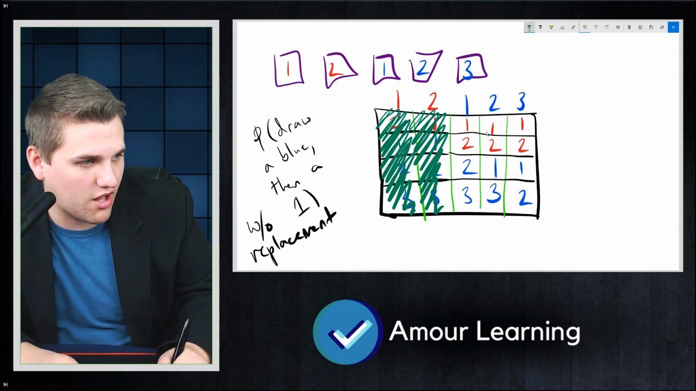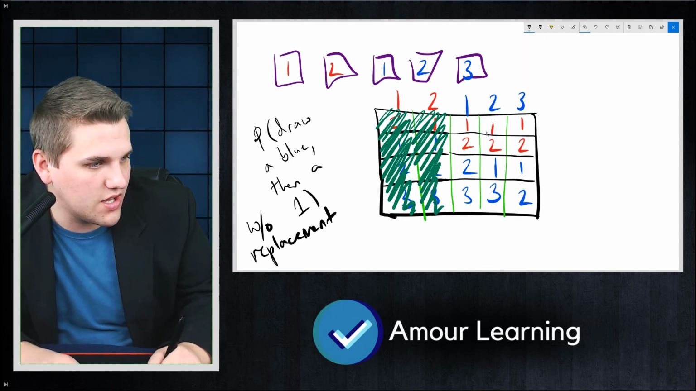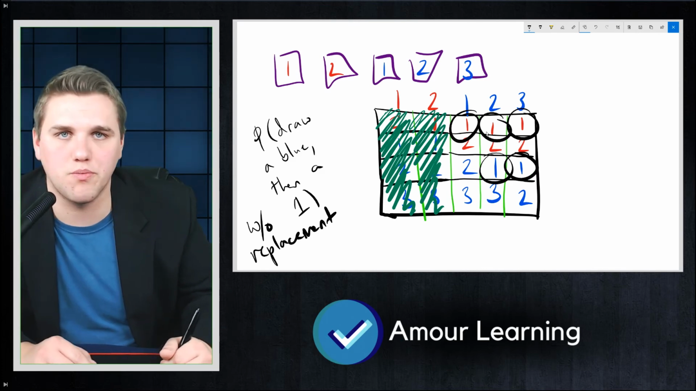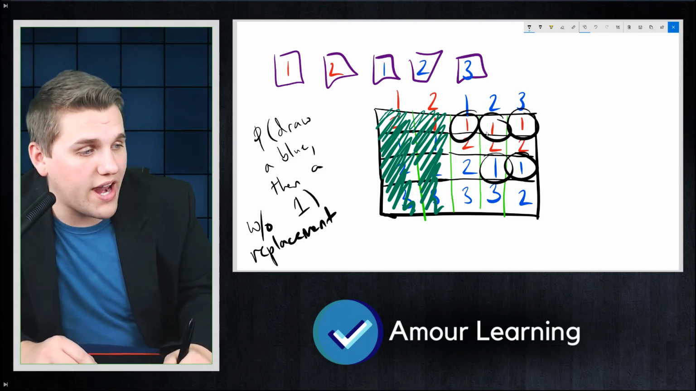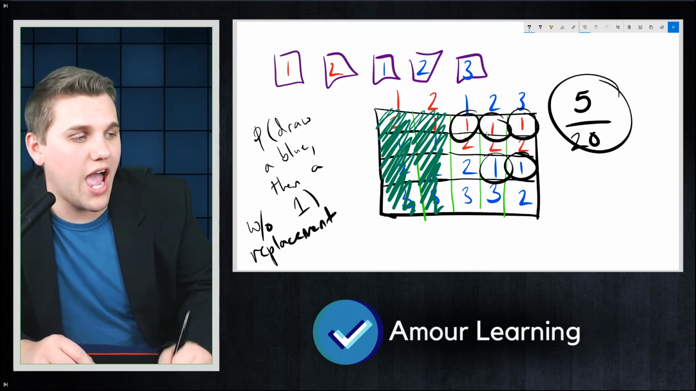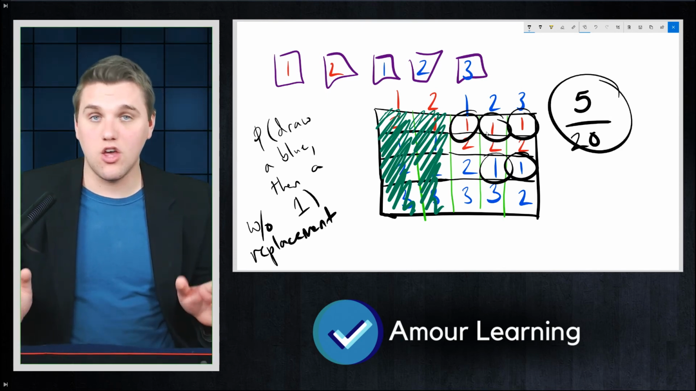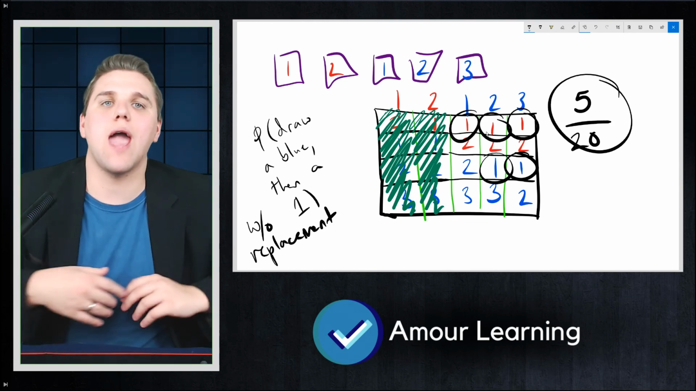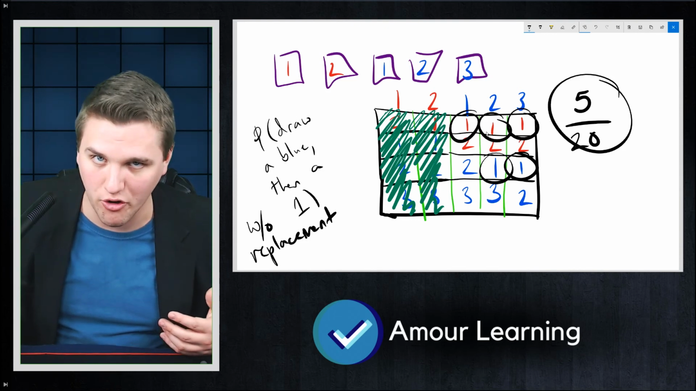Here, let's use a different color to make it a little bit easier to see. This group, this group, this group, this group, and this group. And so in total, that is 5 groups out of the total 20 groups. And that is the probability. We're done. We didn't have to multiply. We didn't have to add. We actually got rid of the math, and we're able to conceptually understand what happened with our groups.